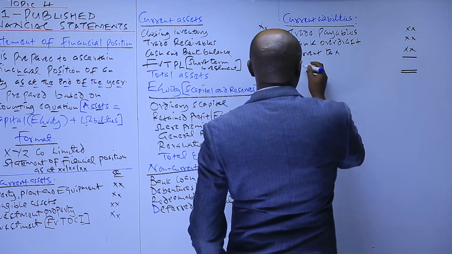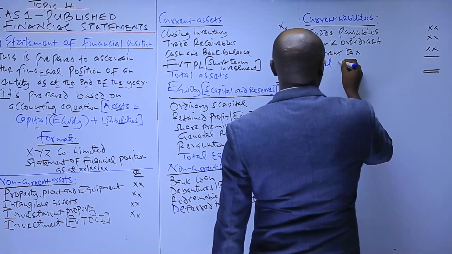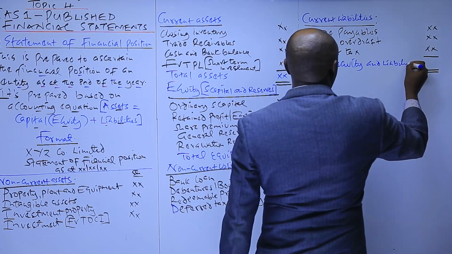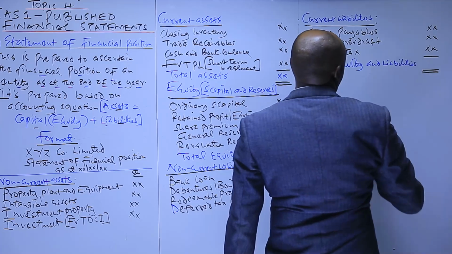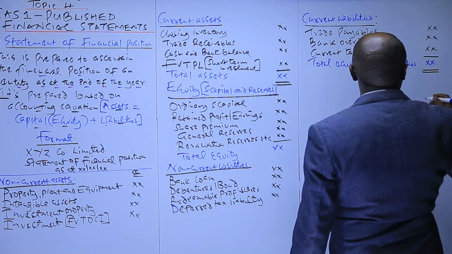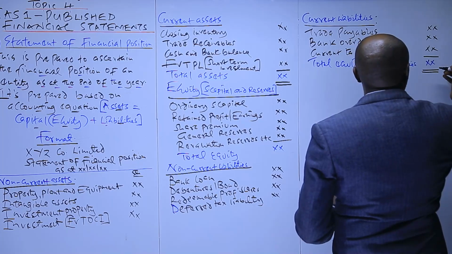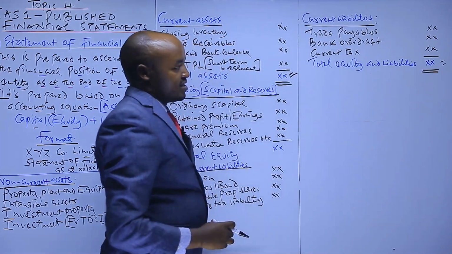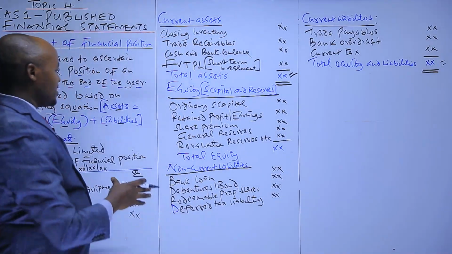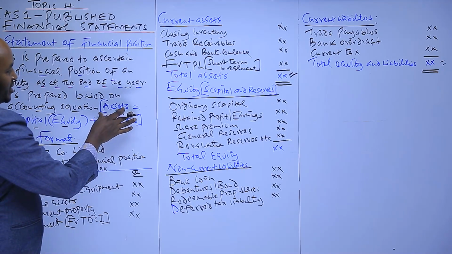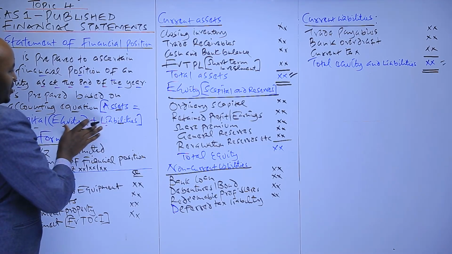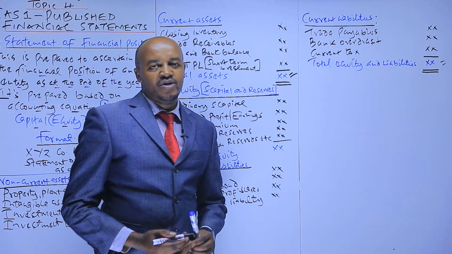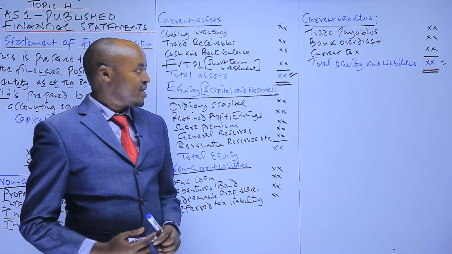And then what we do finally here is that we get the total equity and liabilities. Whatever you get here must always be the same as the total assets. Basically that is in accordance with our accounting equation, which states that assets are equal to equity plus liabilities. So that's how we prepare the statement of financial position in accordance with IAS 1.